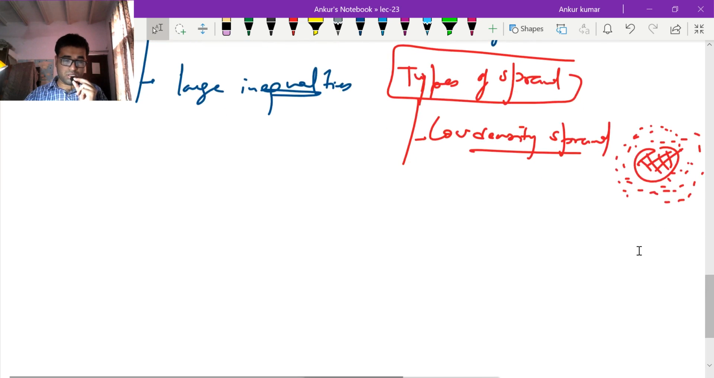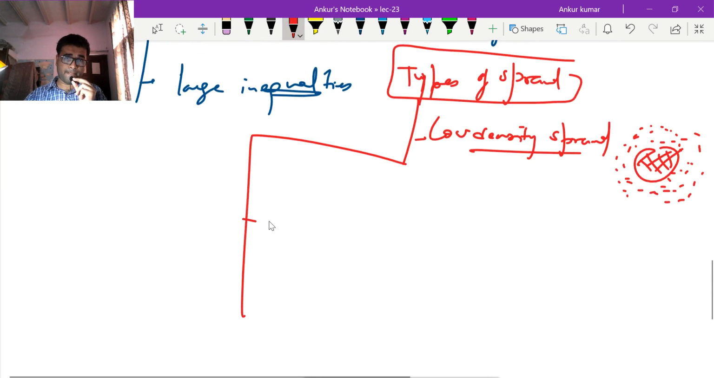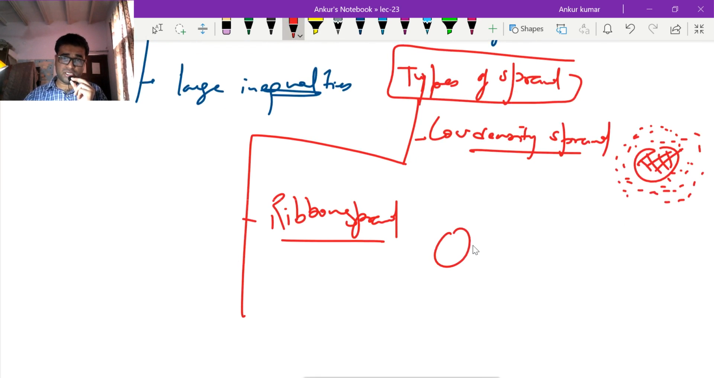However, the ribbon sprawl happens along the main carriageways. For example, this is the main city, this is the road network. Okay, along this road network the sprawl is happening here. All along the road network this sprawl is happening here. Okay, this is the ribbon sprawl.